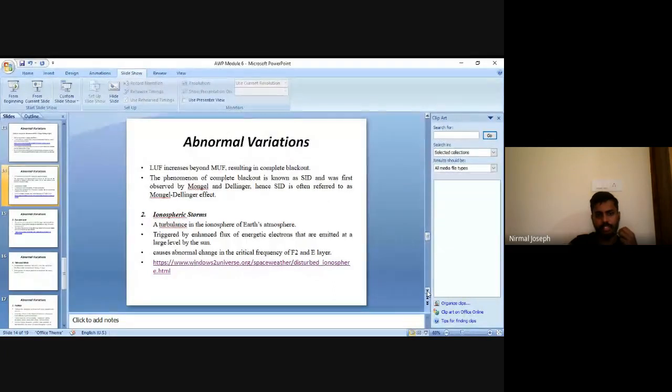So the lowest usable frequency will keep on increasing, and at one particular point it will cross the maximum usable frequency. Similarly, the maximum usable frequency will keep on decreasing. At one middle point, the lowest usable frequency will cross the maximum usable frequency. That means we cannot communicate at all. So it is called a complete blackout. No ionospheric communication is possible under these circumstances.